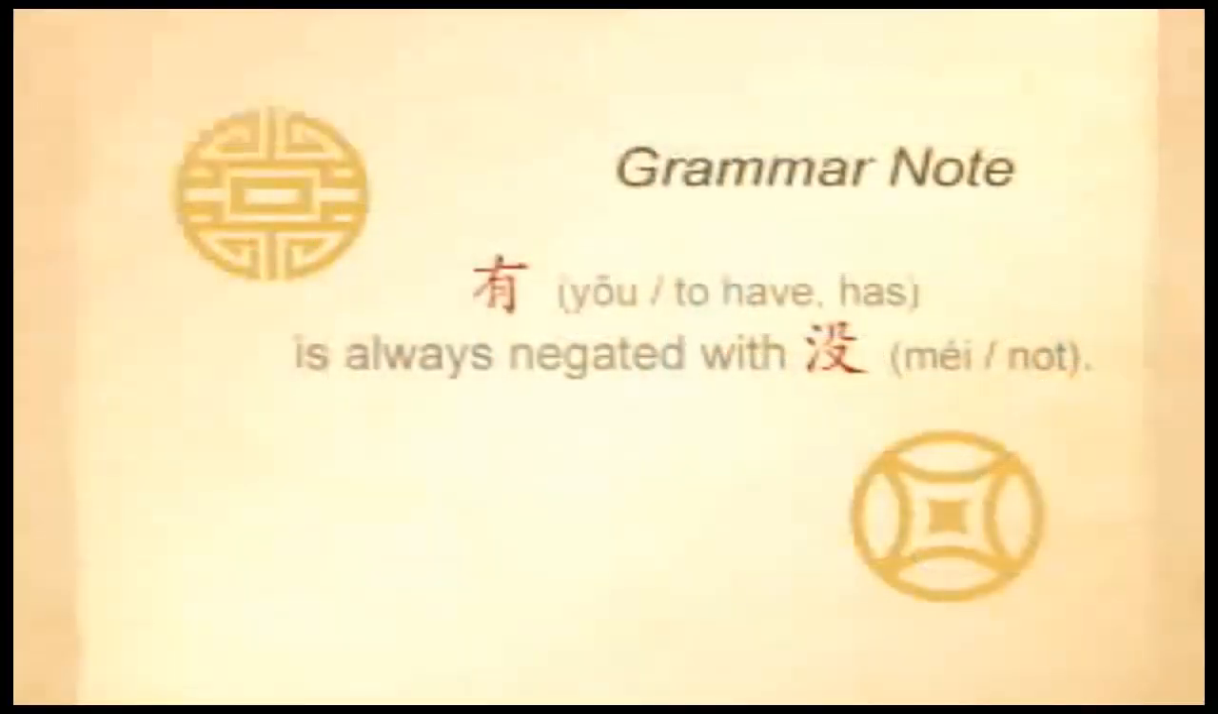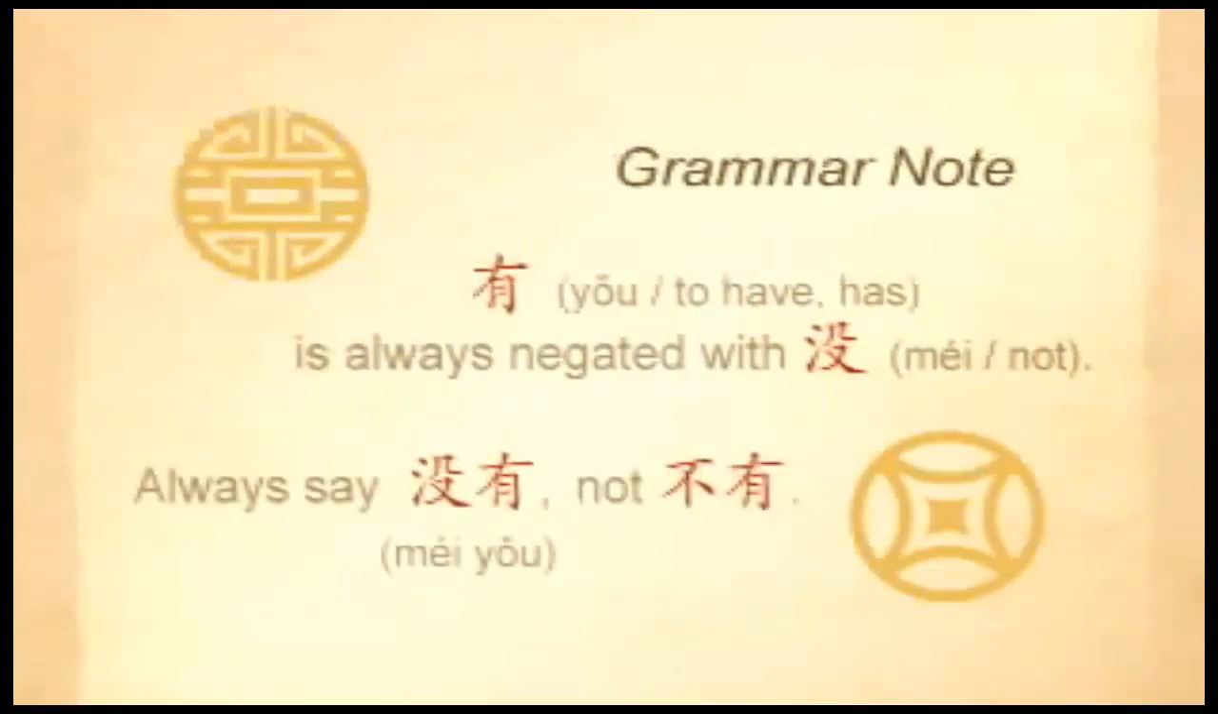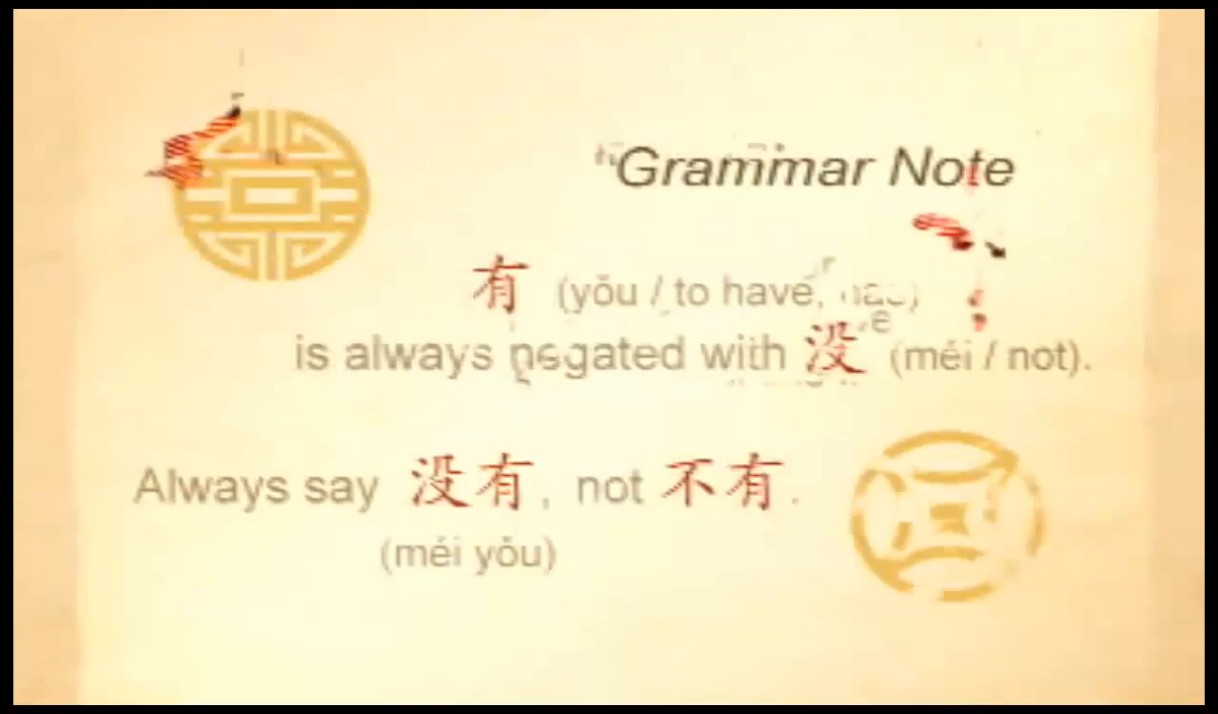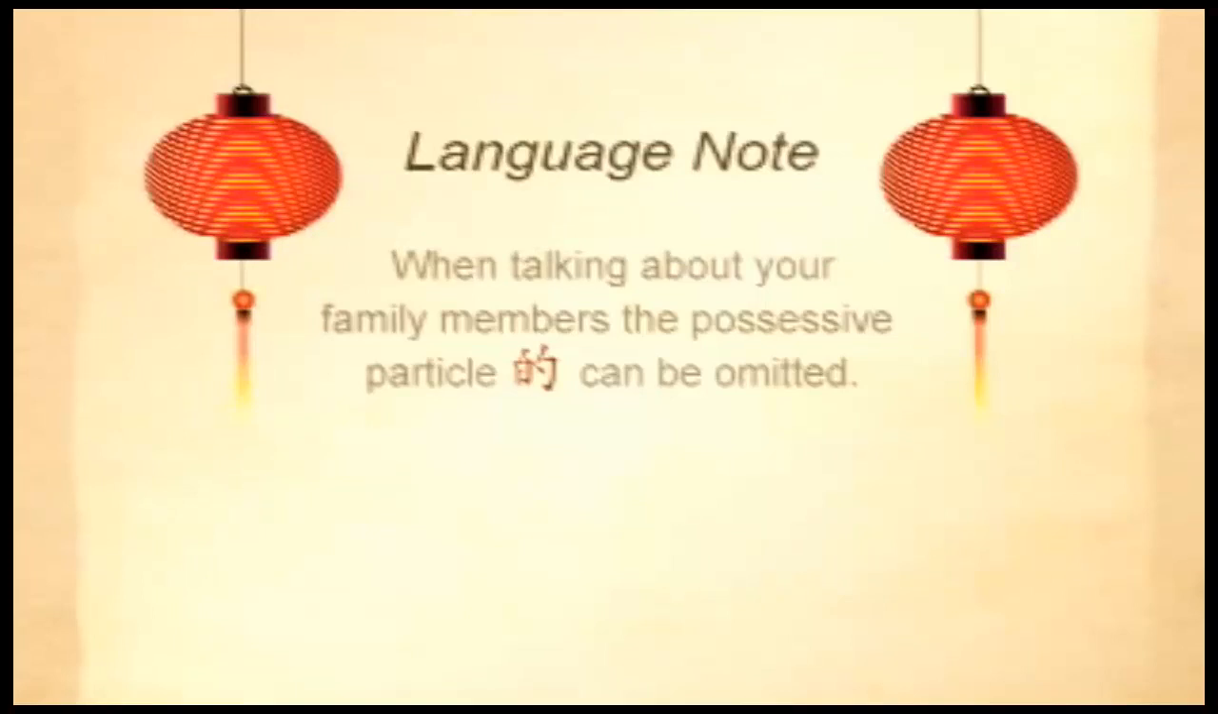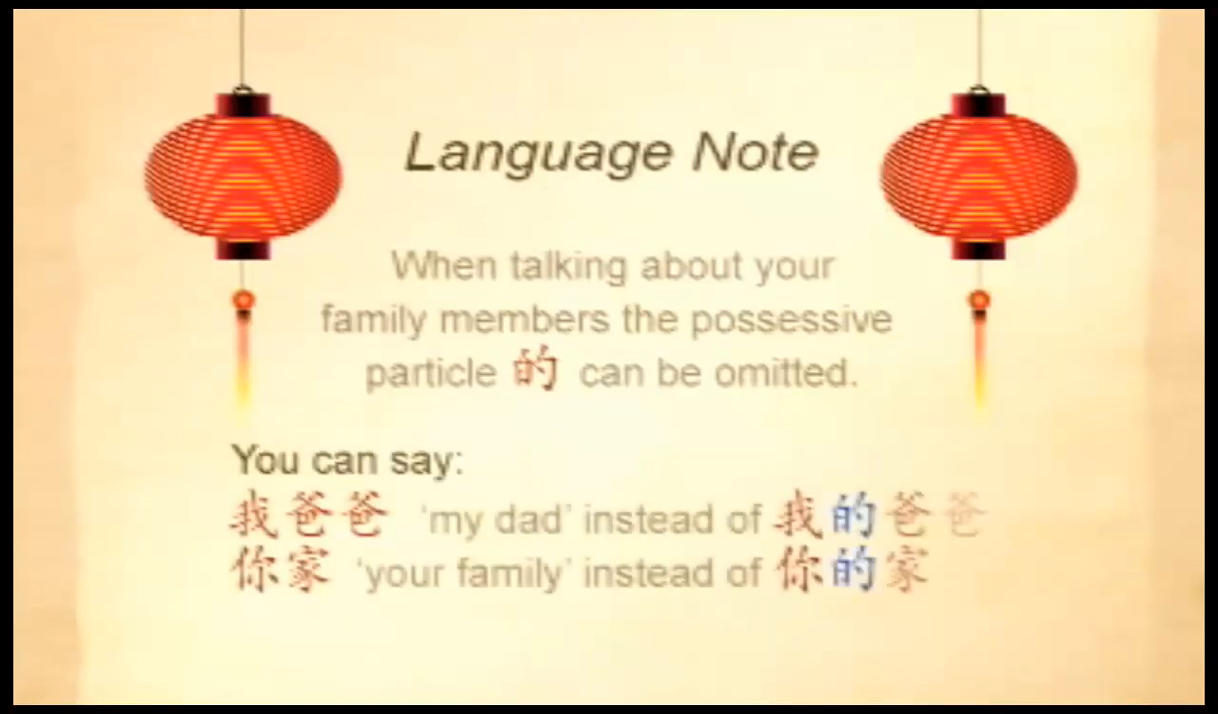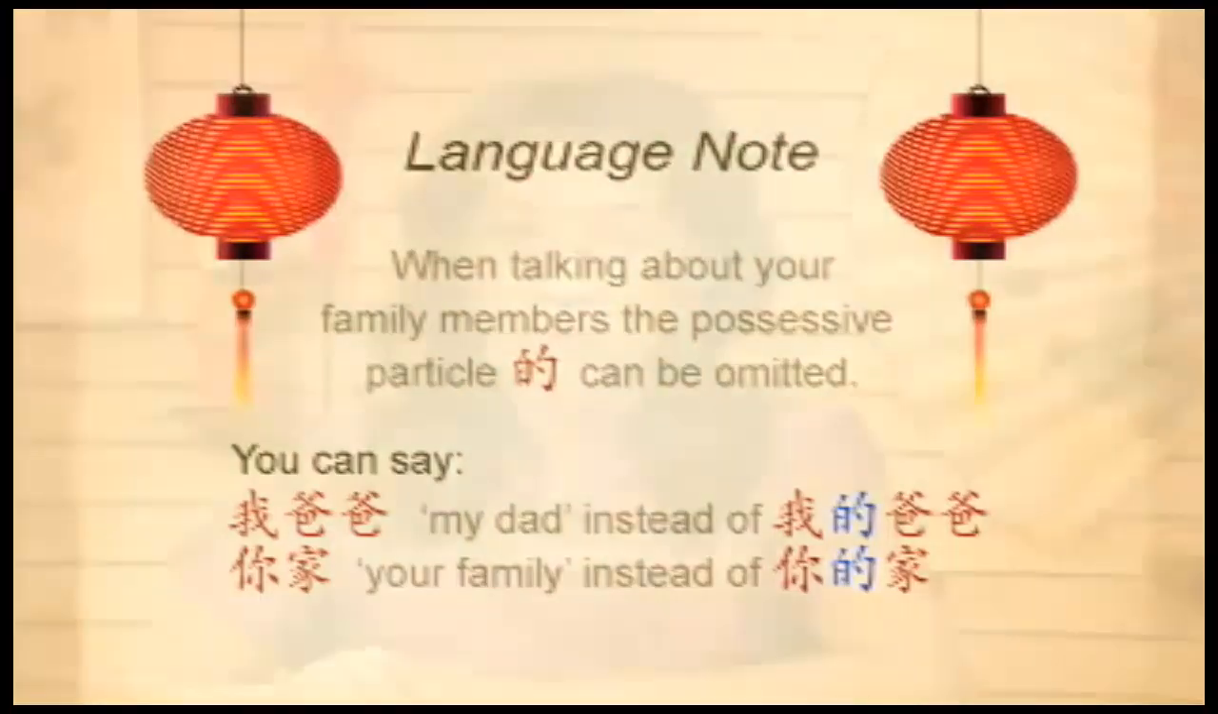We talked about Chinese grammar and the negative form of 有, to have, which is 没有. 有 is always negated with 没, meaning not. We always say 没有 and not 不有. You also learned that when you talk about your family, you don't need to use the possessive particle 的. In Chinese, 的 is usually omitted because it's understood that you are talking about your relatives.